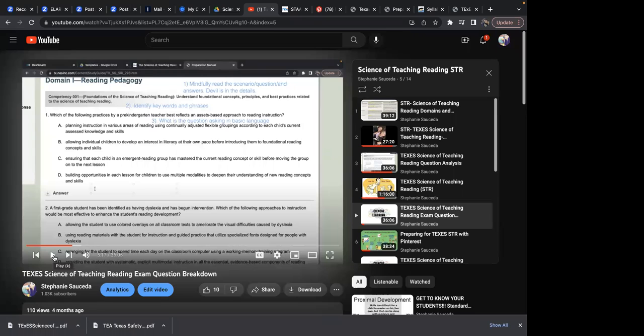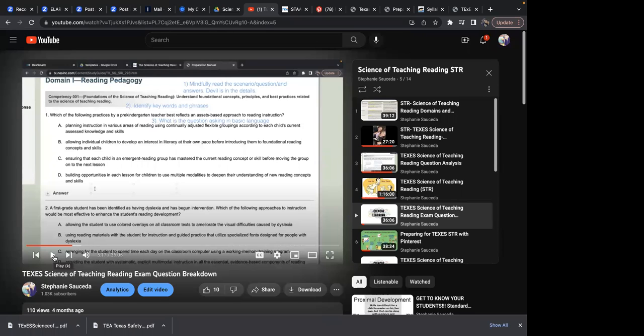Read for what they're doing. Is it an oral language proficiency thing? Is this a phonemic awareness thing? Is this syllabication? Is this onset rhyme? Does this have to do with vowel consonant blending? What am I doing here? And what is the point? What is the focus or goal for the teacher in the scenario?